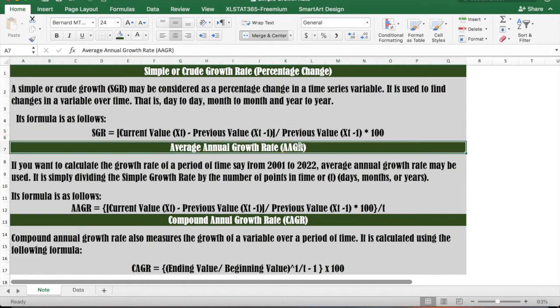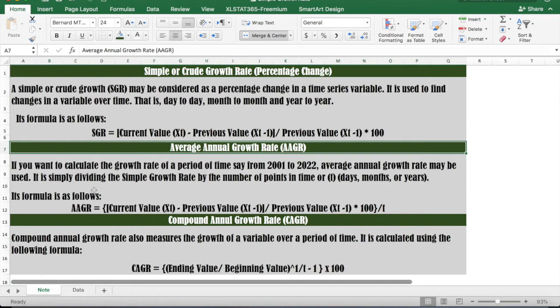The second type of growth rate that we will explain is average annual growth rate. If you want to calculate the growth rate of a period of time, say from 2001 to 2022, average annual growth rate may be used. So it will show us how much a time series variable has increased on average in each period under study.